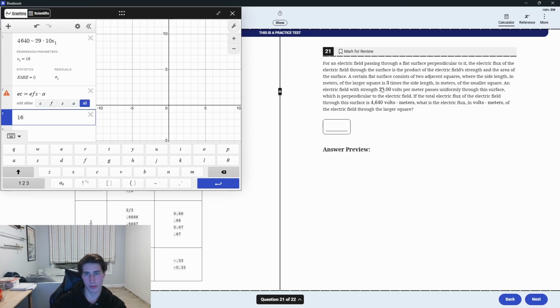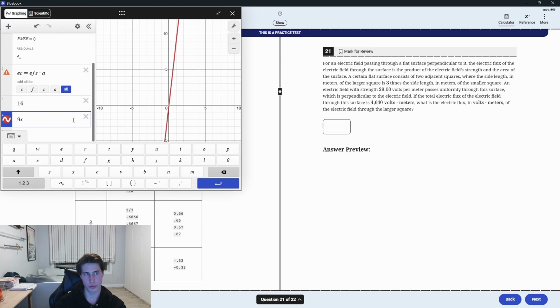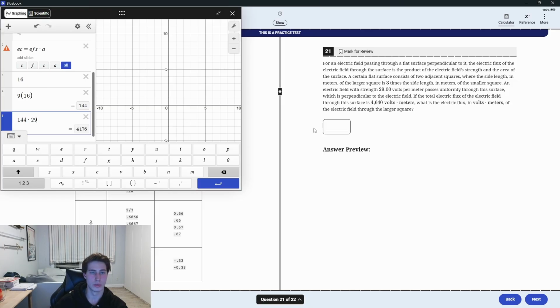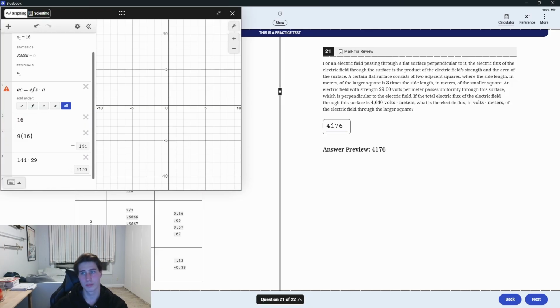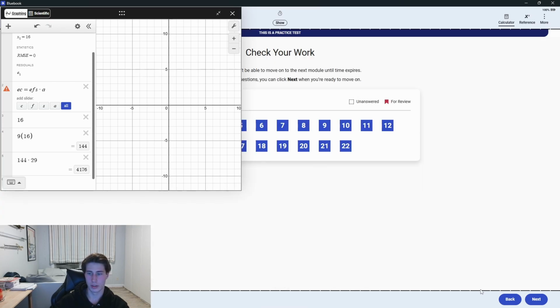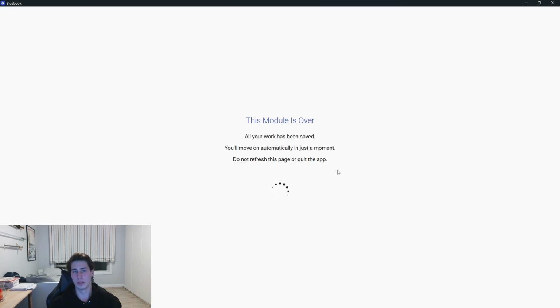For each square. Okay, and now we're trying to find the electric flux of the field through the larger square. So if we remember, the larger square was 9x. So what's 9 times 16? 144. And now how do we find electric flux? Electric flux is 144 times 29. And that gives us 4,176, and that is our electric flux through the larger square. And that should be everything. So let's submit and see what we get.